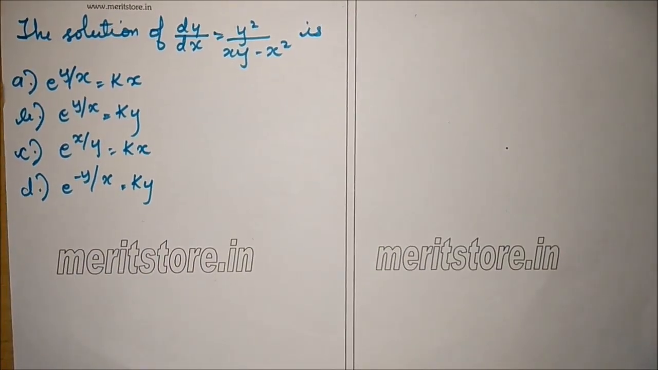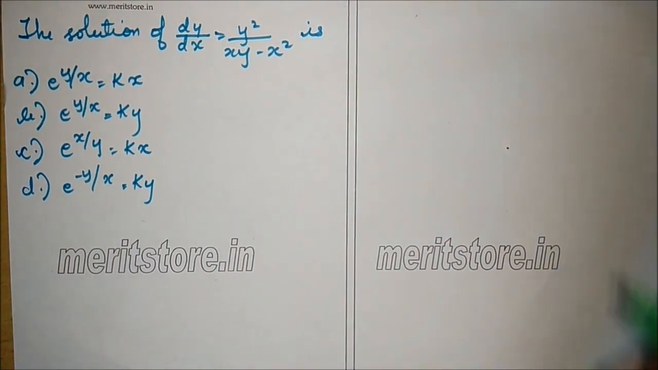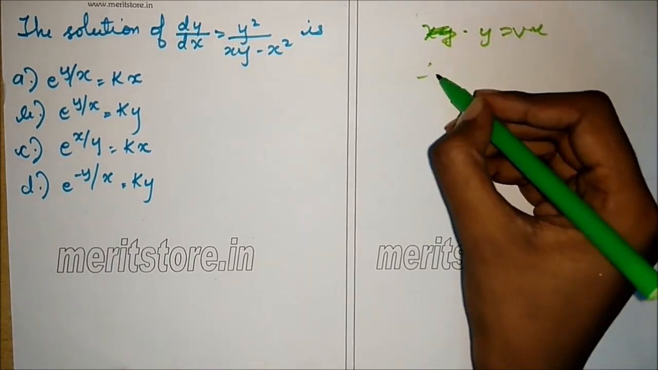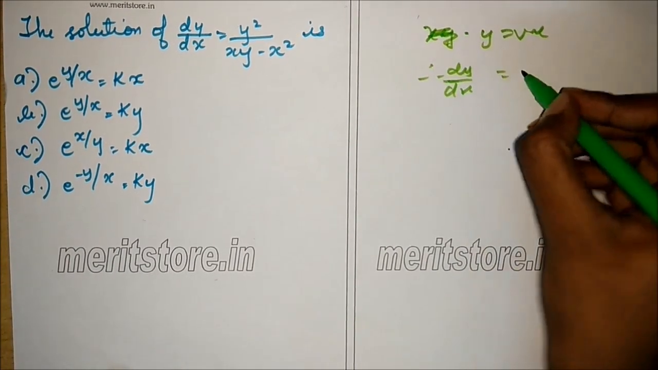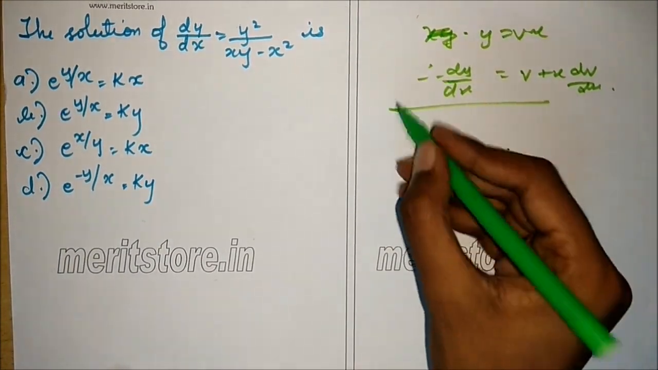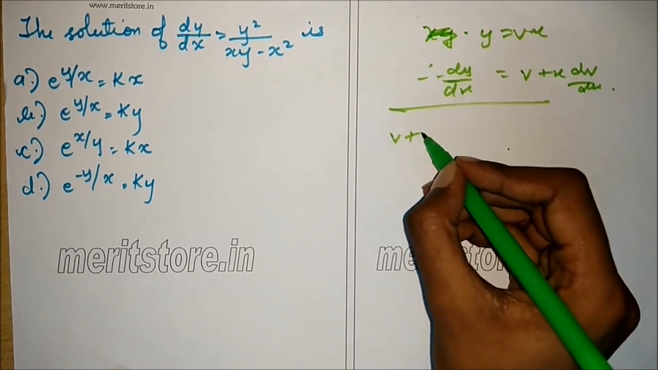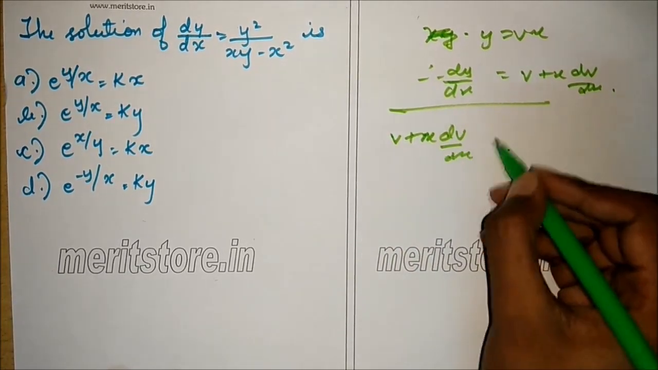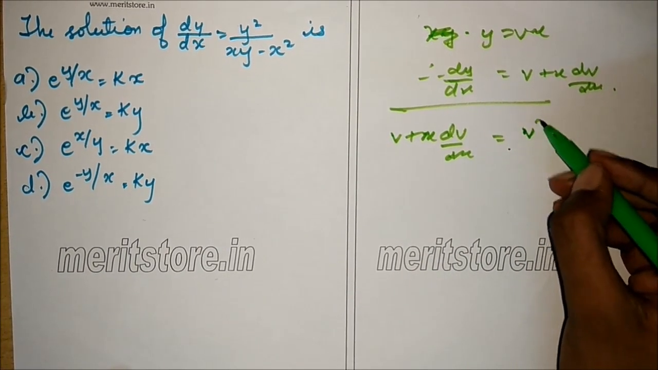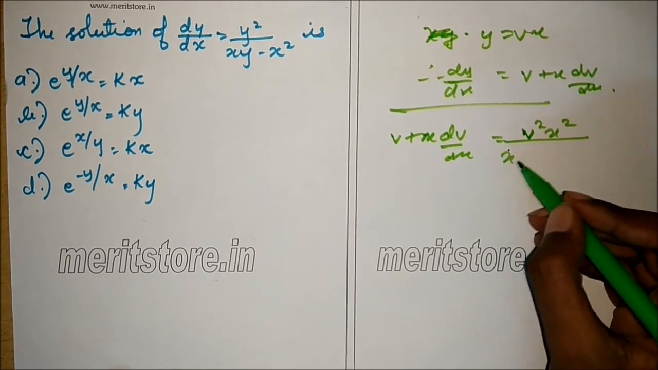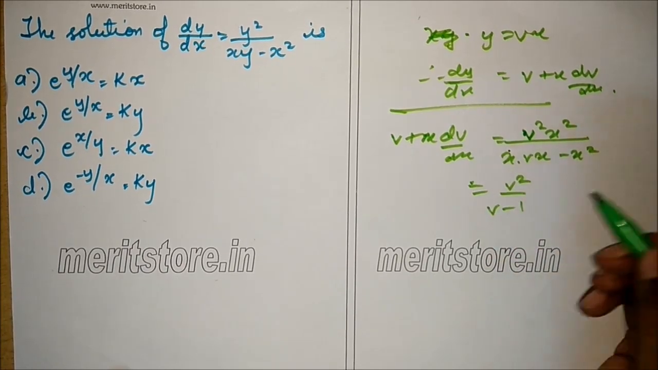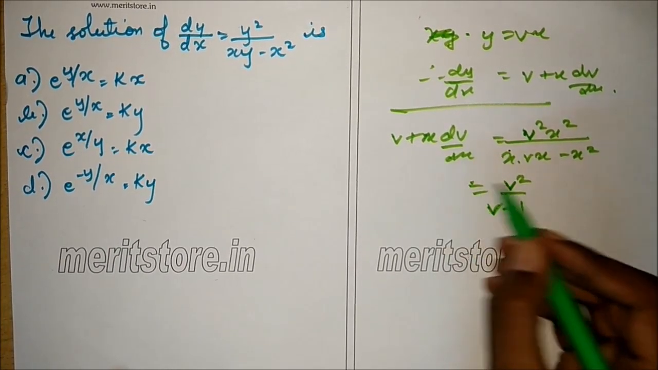Solution of dy by dx equals y square by xy minus x square is: first step is put y equals vx. So therefore dy by dx will be v plus x dv by dx. So we substitute this here. So dy by dx is v plus x dv by dx is equal to y square, which is v square x square, divided by x into vx minus x square. This is equal to v square upon v minus 1.